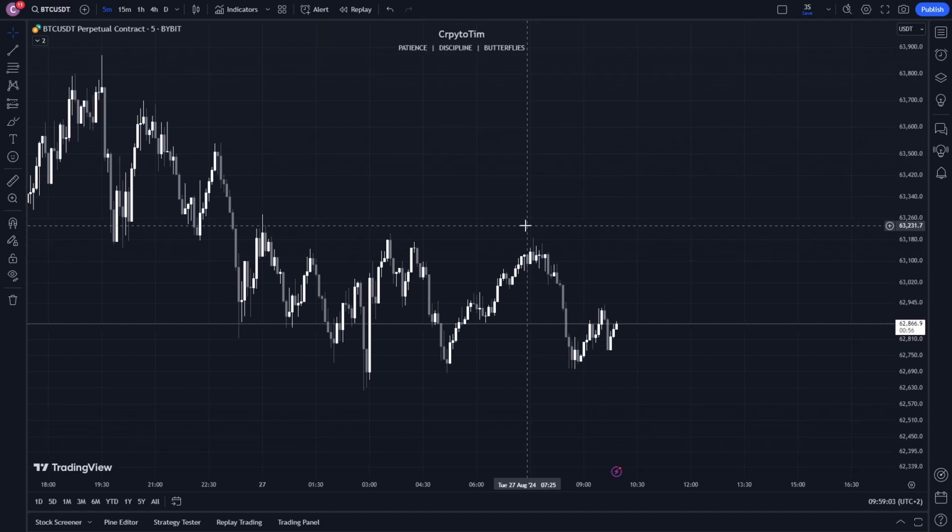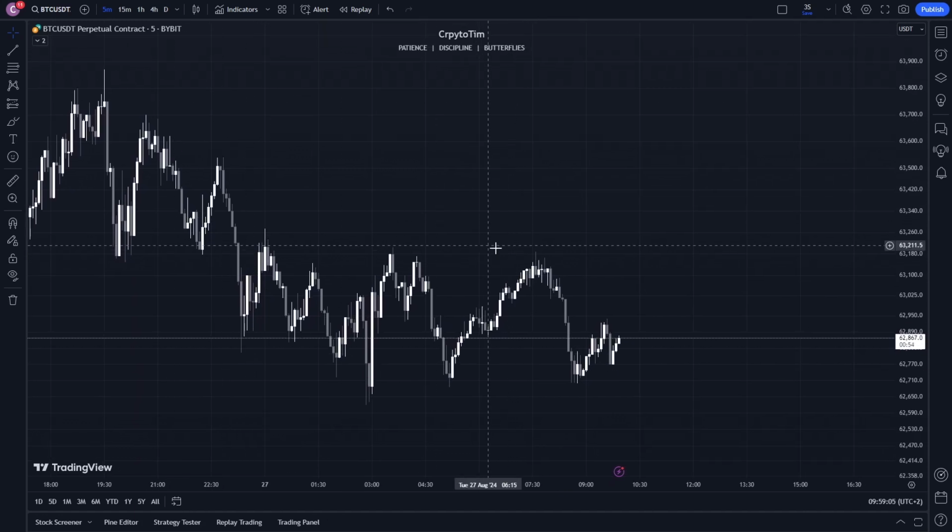So that's the first thing you need to really understand in markets. There's always people buying and selling. If you buy, someone is selling. If you sell, someone is buying. If you go long, someone is going short. If you go short, someone is going long.